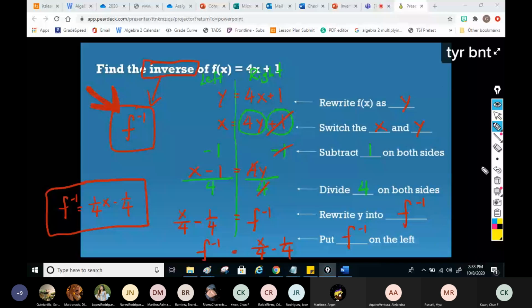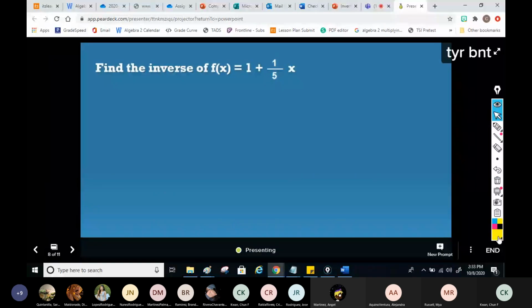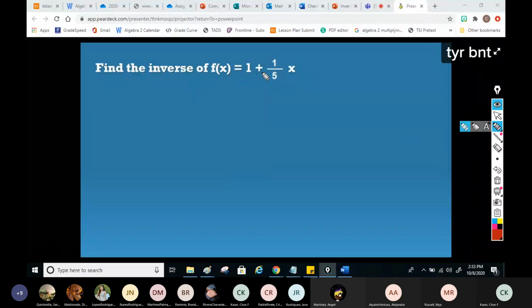All right, so let's do another example. We'll do another example. Okay, so we have to find the inverse of f of x equals 1 plus 1/5 times x.